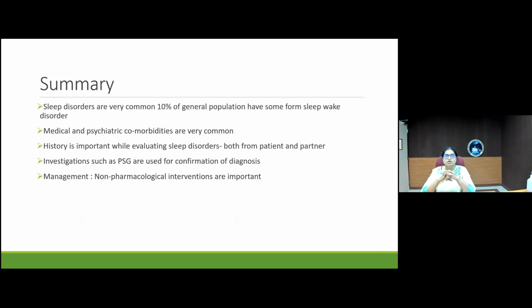Summarizing what we have discussed today, sleep disorders, like mentioned, are very common. 10% of the general population have some type of sleep-wake disorder, and most common is insomnia. Medical and psychiatric comorbidities are very common. While evaluating for sleep-wake disorders, history is very important, and it has to be taken both from the patient and the partner. Investigations such as polysomnography are used for confirmation of diagnosis in conjunction with assessments such as sleep diary. Management, non-pharmacological interventions are important, along with medications which are to be used for a short period, especially if being treated for insomnias. For disorders such as narcolepsy, OSA, prolonged pharmacological interventions are required, and may have to be continued for a prolonged period of time, even for many years.